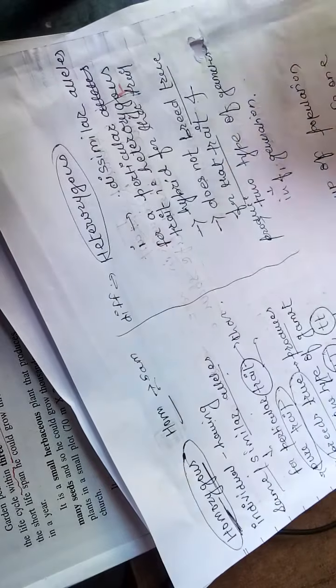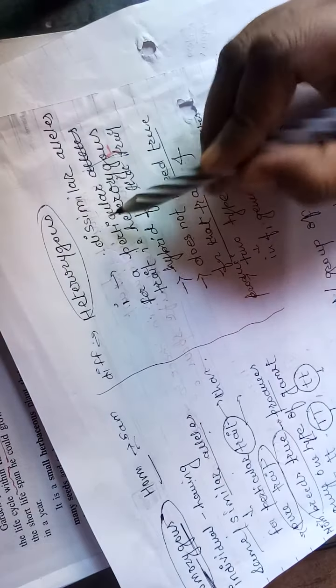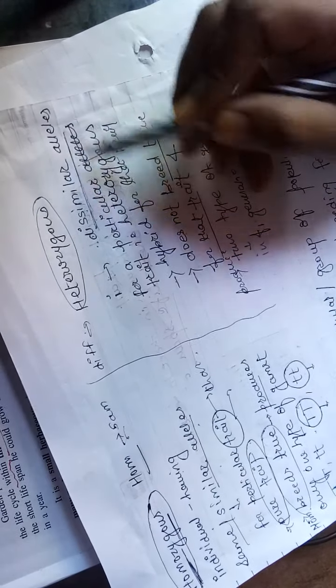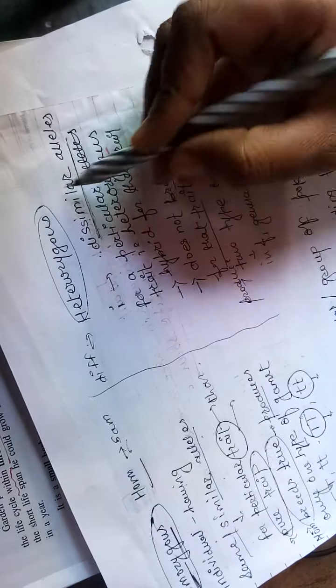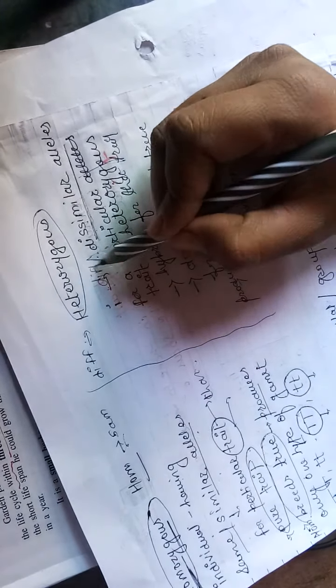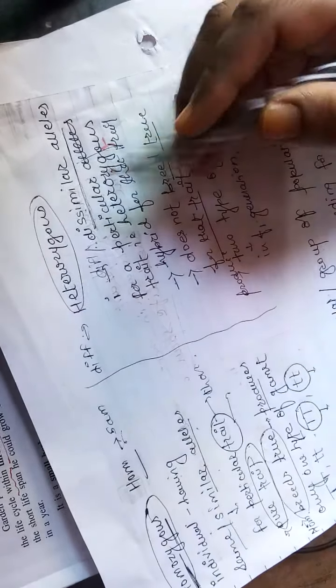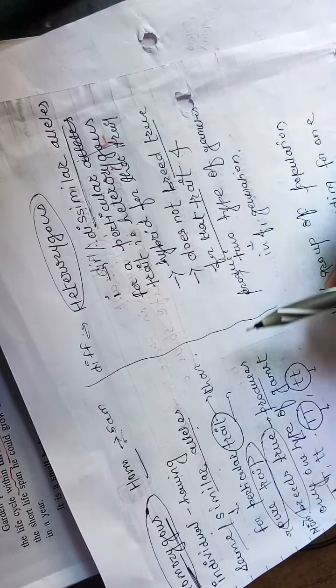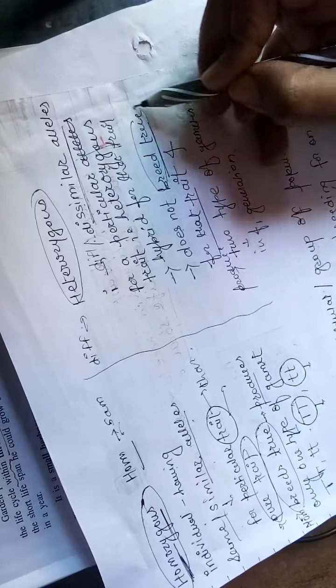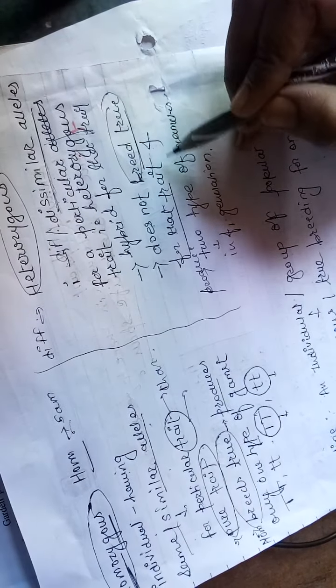Then the next terminology is heterozygous. Heterozygous means what? It is dissimilar alleles. Heterozygous means dissimilar alleles for a particular trait. Homo means same and hetero means dissimilar or different. The individual having different alleles for a particular trait is called heterozygous. It is not a pure breed. इथे काय दिसणार आपल्याला? It does not breed true, it is not a pure breed.